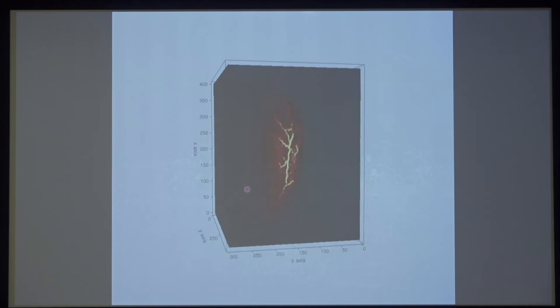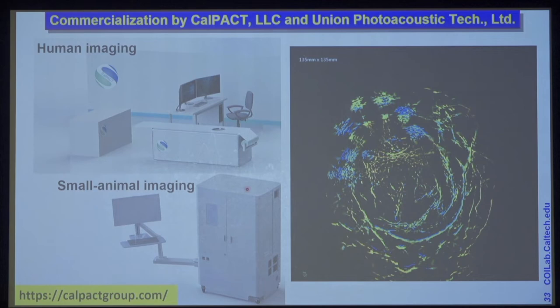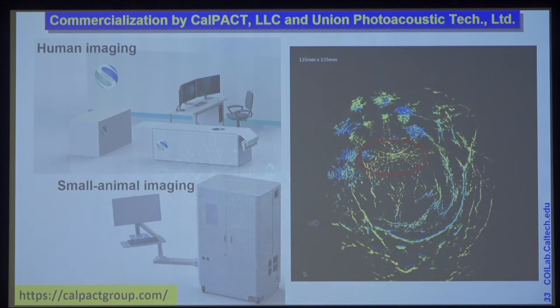We're also very excited that companies have licensed our IP. They're commercializing our technique for both human imaging and small animal imaging. This is the website if you're interested in more details. And this is a breast image they've acquired recently, and they're doing in vivo imaging.